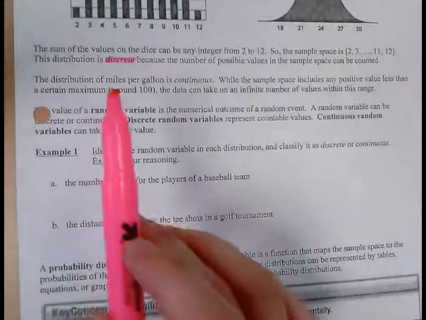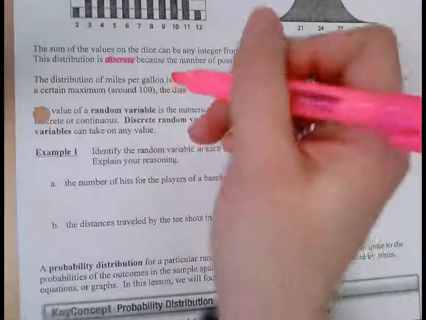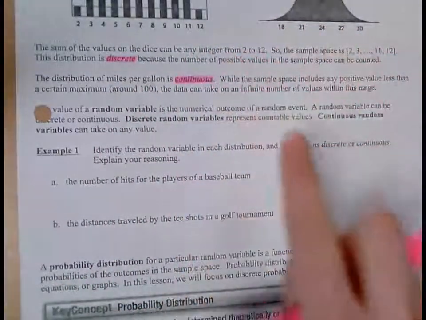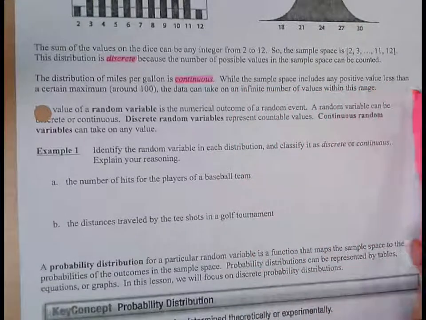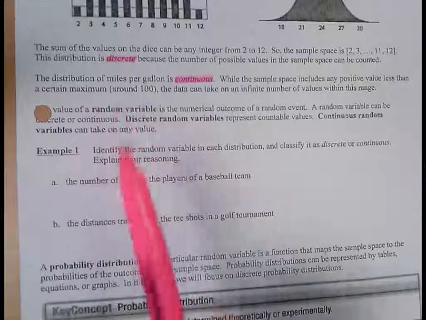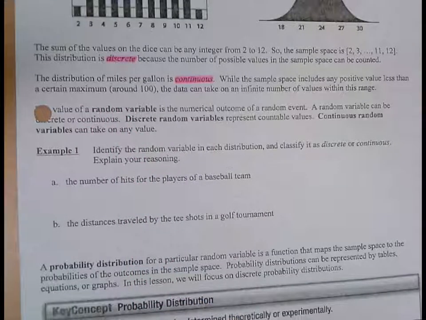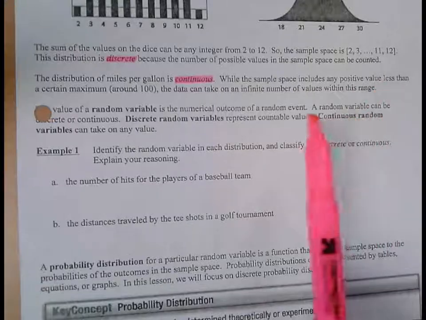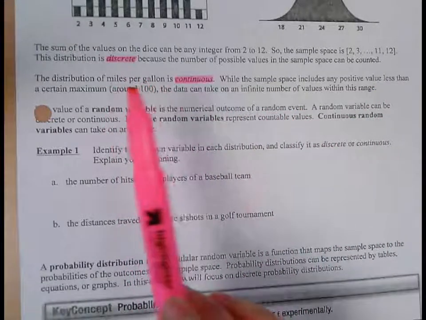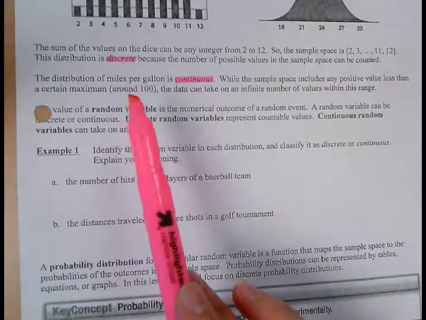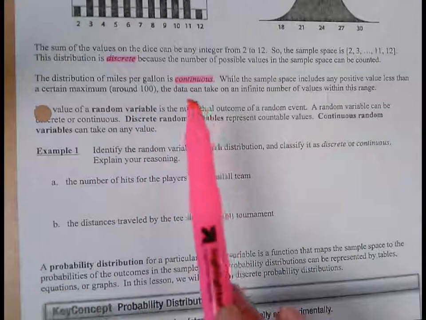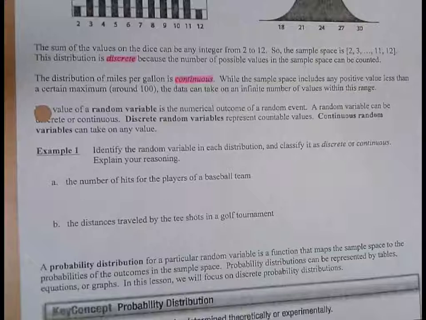However, the distribution of miles per gallon is considered to be continuous because, it says, the sample space includes any positive values less than a certain maximum. So it's talking about miles per gallon, they would all be positive numbers. A maximum could be around 100. So even though there would be that maximum, they would all be positive. The data could take on an infinite number of values within this range.